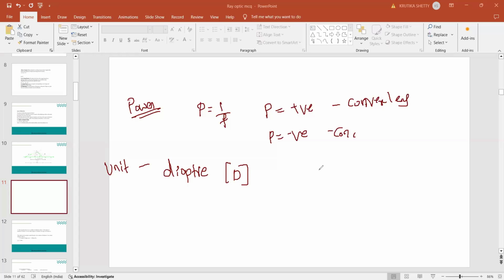Then the next point, that is the magnification. So the magnification is denoted by the letter M. Already we did it for the mirror, just for the lens also we are defining separately. So the magnification is the ratio of the height of the image to the height of the object.